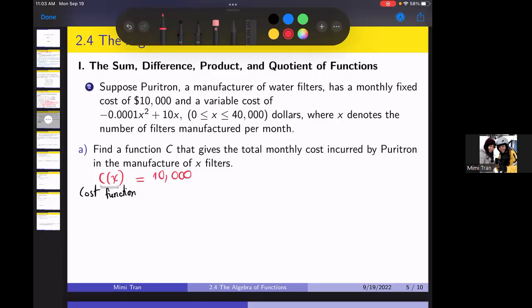Even though it's COVID, it's closed down, you don't do anything, you still have to pay 10 grand. I know it sucks. That's what happened to restaurants during COVID. The mall closed, everywhere else closed, but they still had to pay rent. Plus the variable cost. So every single filter you make, this is how much you pay. So plus negative 0.001 x squared plus 10x. Fixed cost and variable cost. And they require that the number of filters is between 0 and 40,000 filters. I don't know why. It could be the machine, that's how much the machine can take per month.